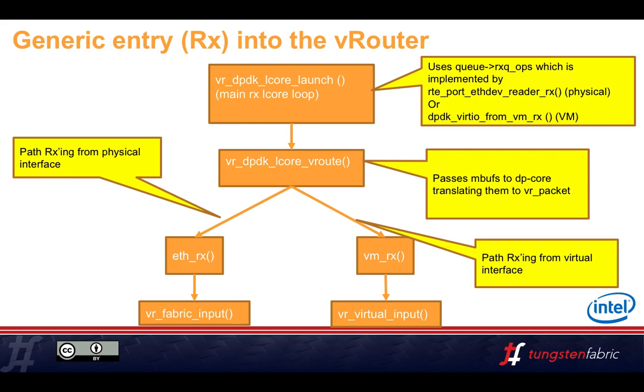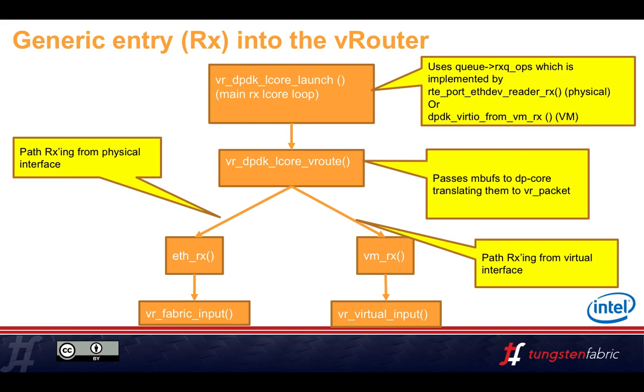All right. So, at the beginning, this is the generic RX path into the vRouter, right? We have VRDPDK LCore launch, which is the function that launches the LCores of DPDK, and there it uses the QRX ops, which actually is a function pointer, and it's either implemented with RTE port ethdev reader RX for physical interfaces, or DPDK virt.io from VMRX if the entry point is the VM, because you can have both ways.